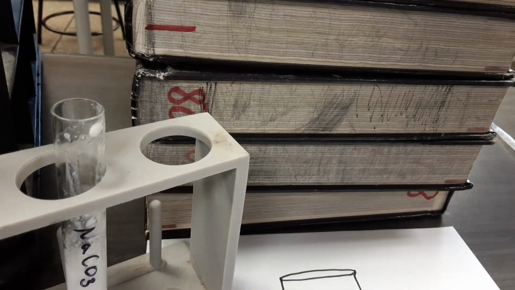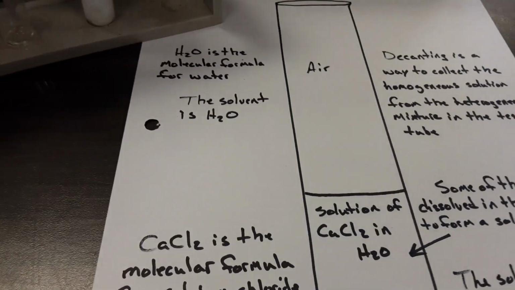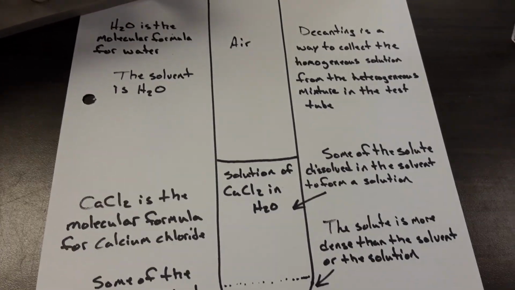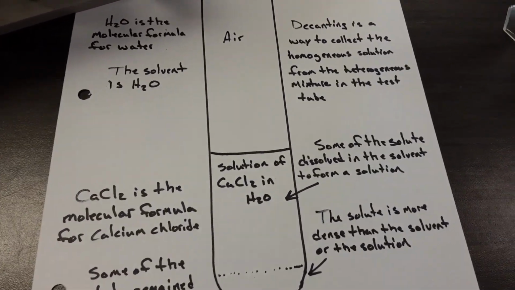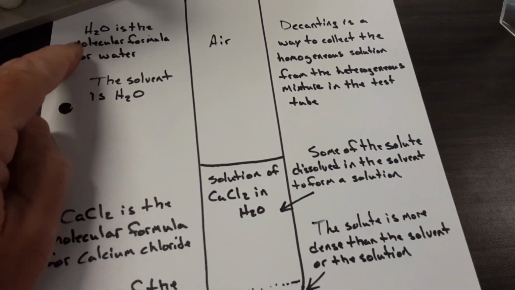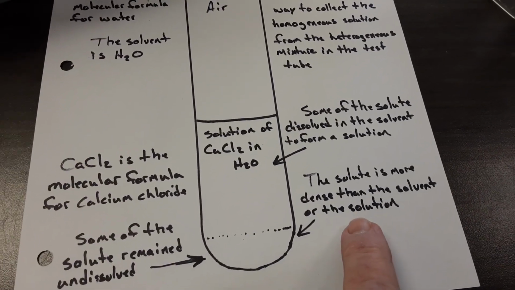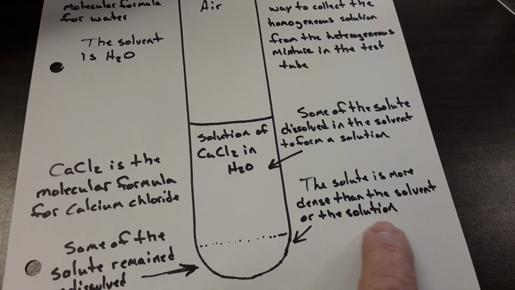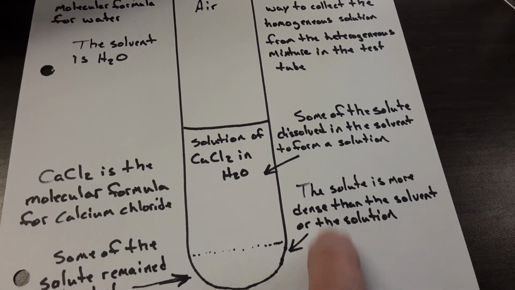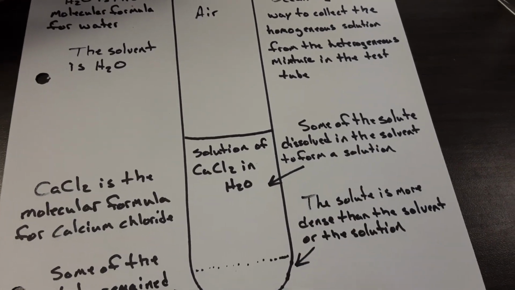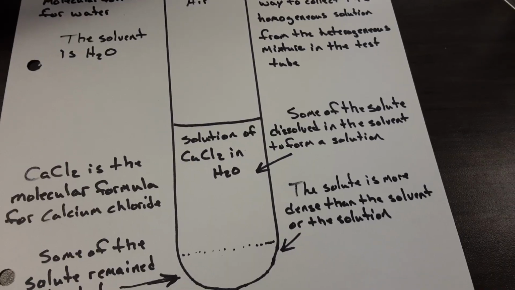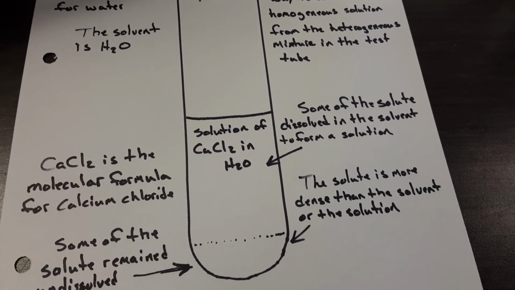If you missed the lab activity in class, or if you want to just be thorough, you need to go back through your notes and look at your drawings and make sure that you have labels such as these and that you understand what they mean. The solute is more dense than the solvent in the solution. If you don't know what that means, I want you to write down a question so that you can ask an intelligent question in class and we can answer it clearly.